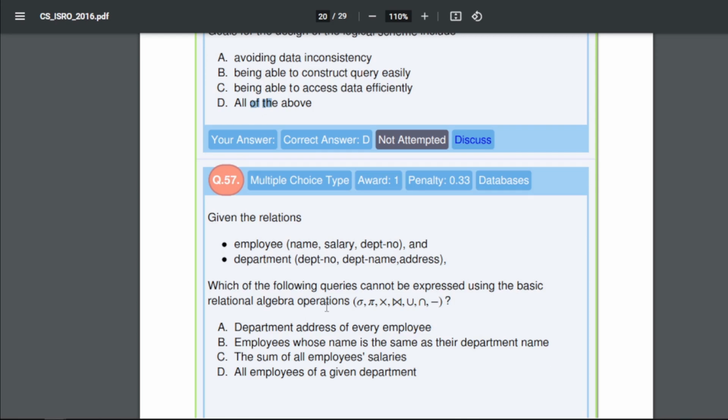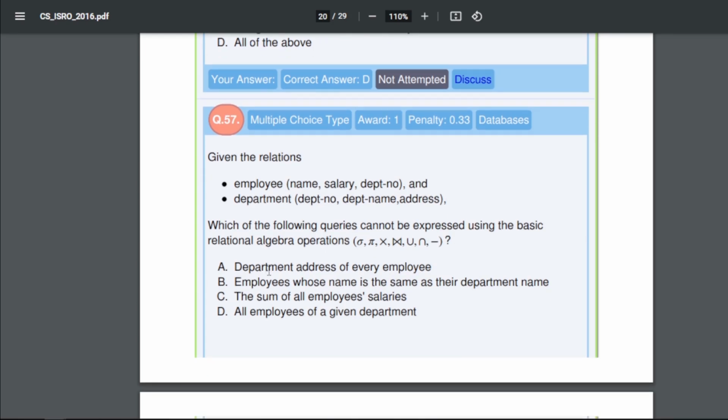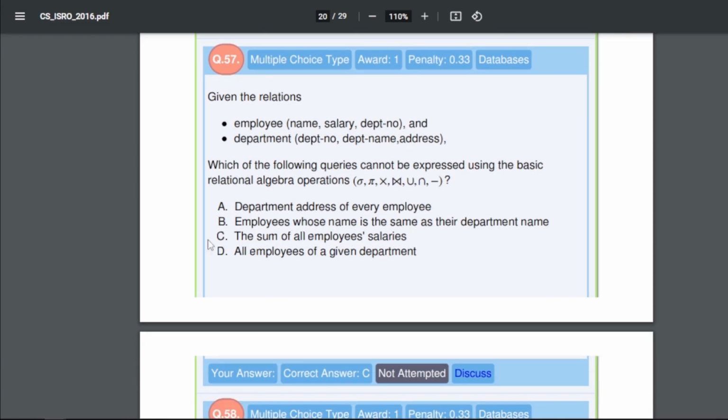Question number 57 is: given the relations employee and department, which of the following queries cannot be expressed using the basic relational algebra operations? If you solve this, you will get the answer as C, that is the sum of all employees' salaries, because it is asking which query cannot be expressed using the basic relational algebra operations. So the answer is the sum of all employee salaries.